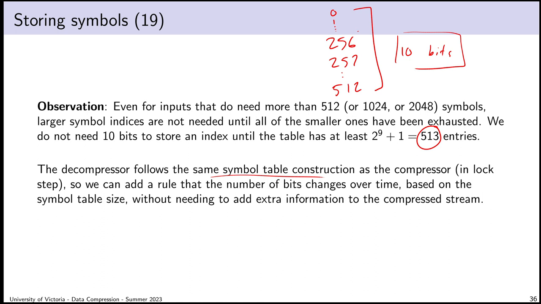We use 9 bits until we need 10 bits, then we use 10 bits until we need 11 bits. Once the symbol table is big enough to need 10 bits, then we have to use 10 bits or larger forever. The number of bits never goes back down again.